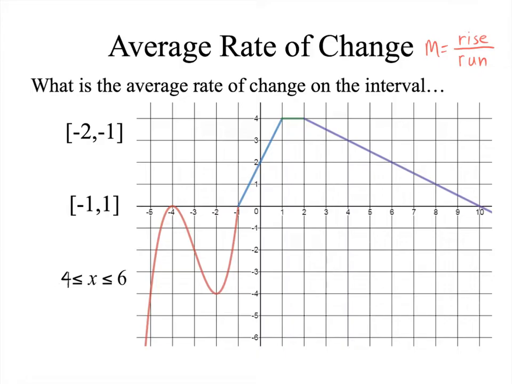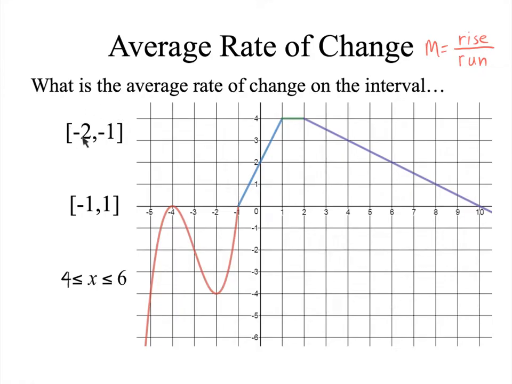So when I talk about average rate of change, I'm talking about slope. I'm talking about your rise over run. It's kind of weird. Why do they call it slope? There's a reason. We'll talk about it. Now, what we have here is I want to find the average rate of change on this interval, or the slope on this interval.